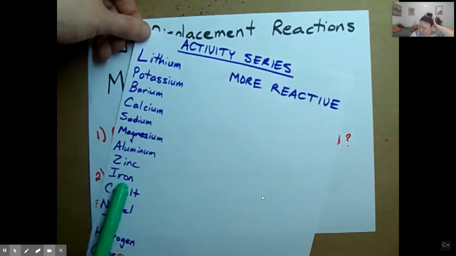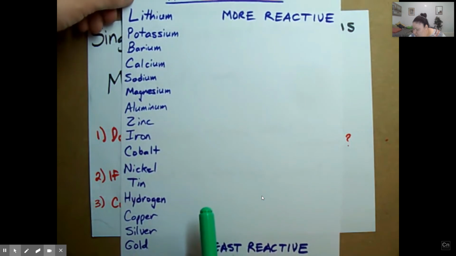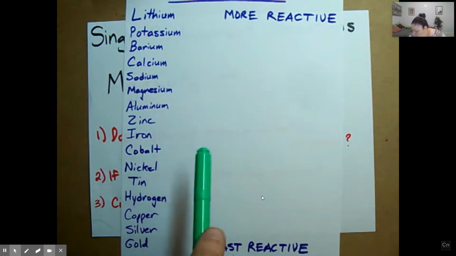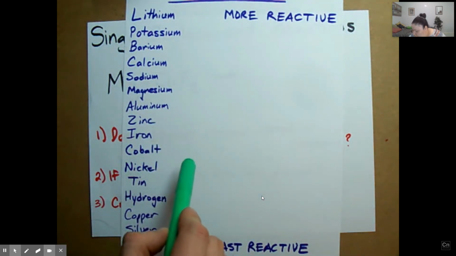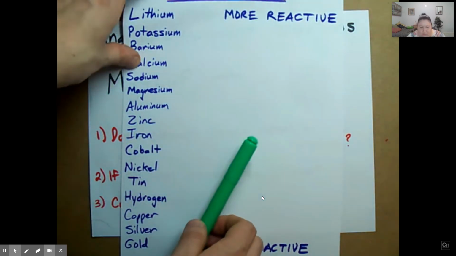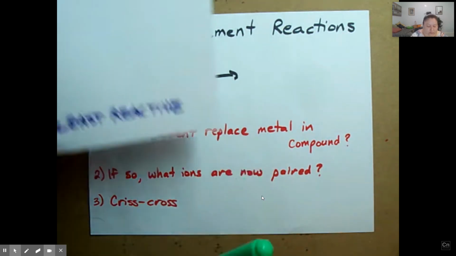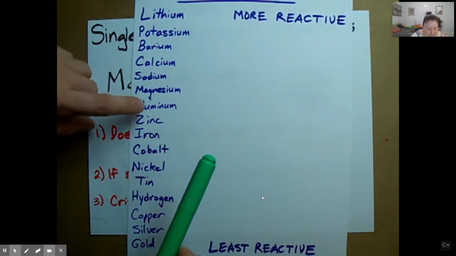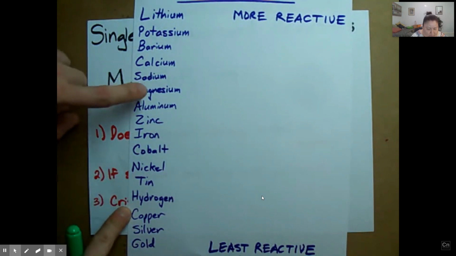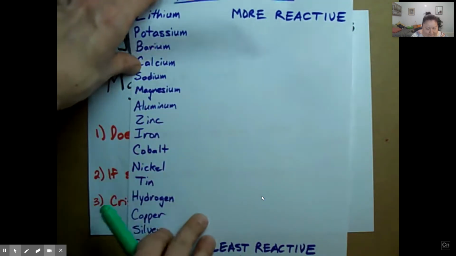This is probably a chart that your teacher gave you, or it's in your textbook. It is a list of a whole bunch of different metals, from most reactive to least reactive. The higher an element is in this list, the more it will replace other elements. Put another way, magnesium will replace copper if it's higher in the list. Well, we see magnesium here and copper way down here. Magnesium is more reactive, and so it will replace copper.